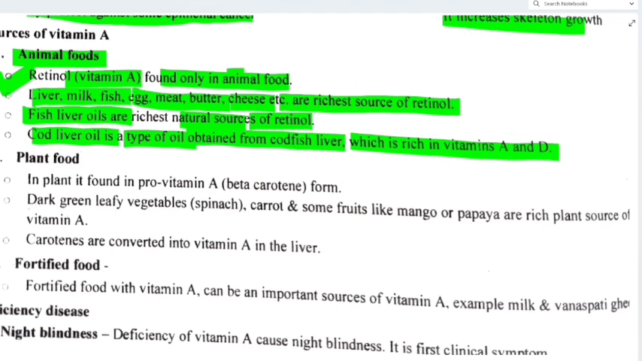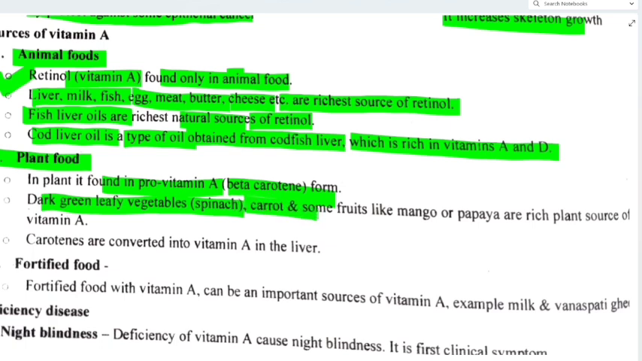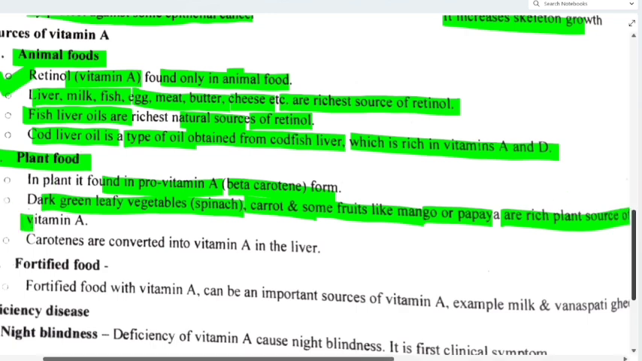Now plant food. In plants, it is found as provitamin A, that is beta carotene form. The retinol form is found only in animal food, and in plants it is found as provitamin A, that is beta carotene. Dark green leafy vegetables like spinach, then carrot and some fruits like mango or papaya are rich plant sources of vitamin A. Carotenes are converted into vitamin A in the liver.